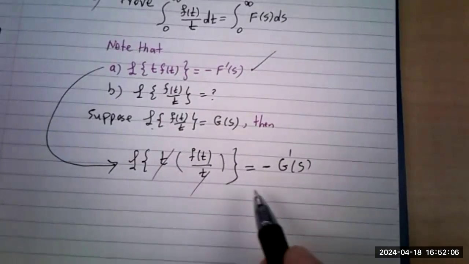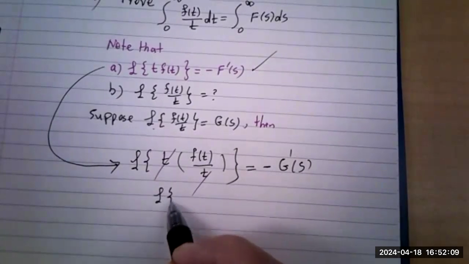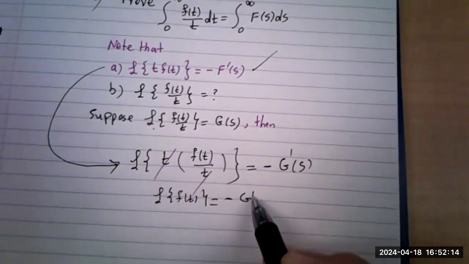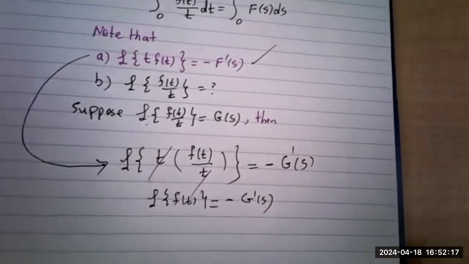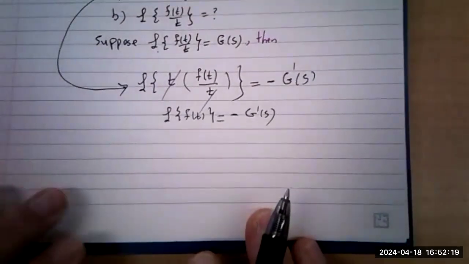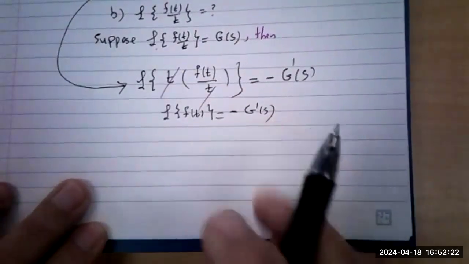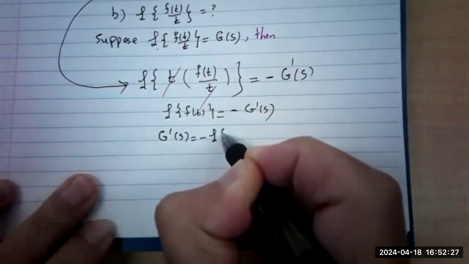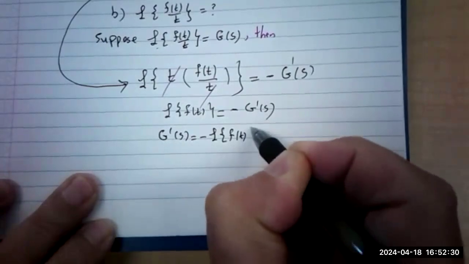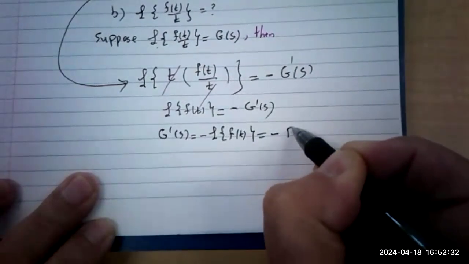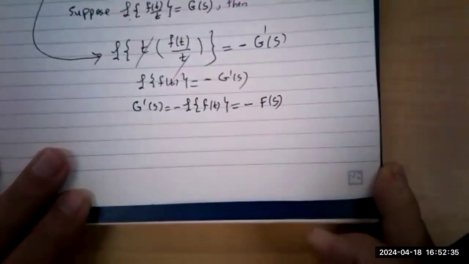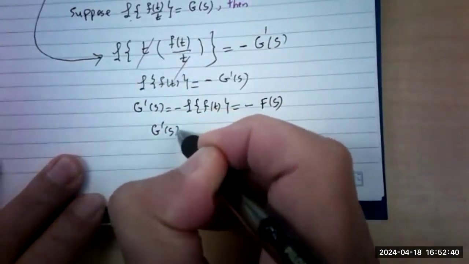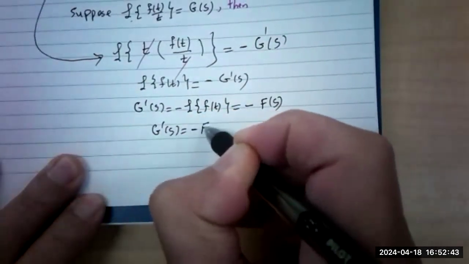Okay, these two would cancel out. The result would be what? Laplace of f of t is equal to minus g prime of s. So if I multiply by a negative sign, that gives me g prime of s equal to the negative Laplace of f of t. But remember, Laplace of f of t is just F of s. So I have g prime of s equal to the negative F of s.